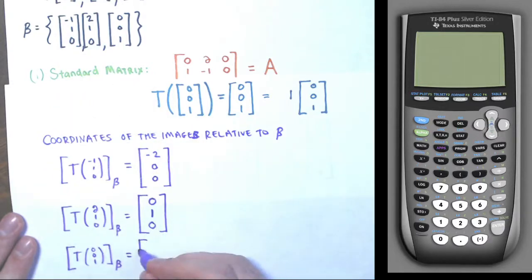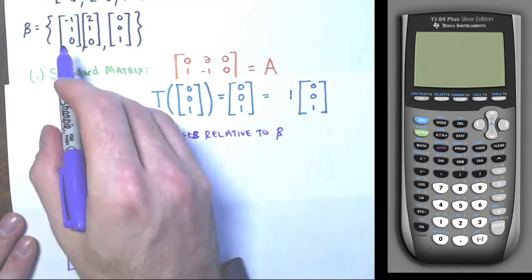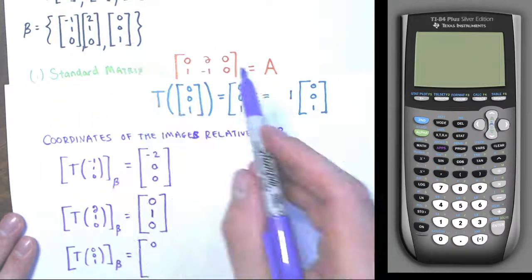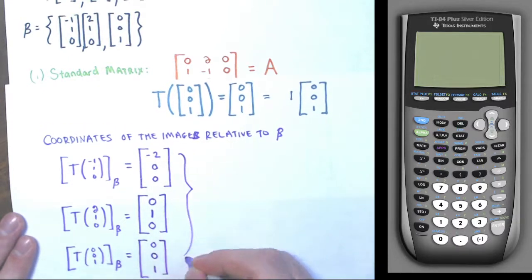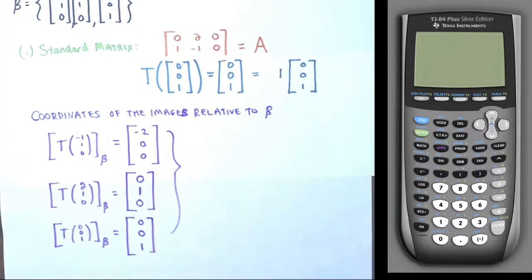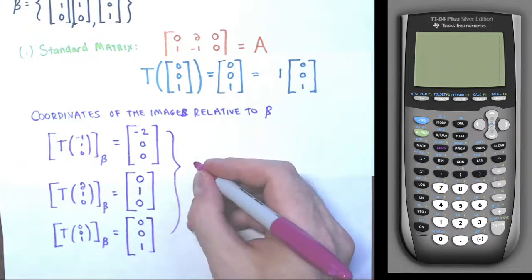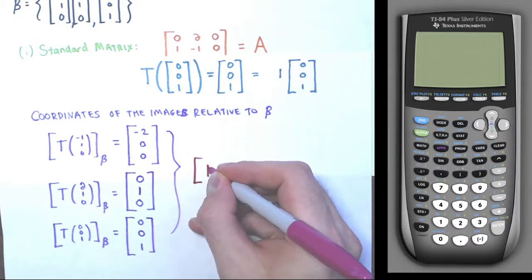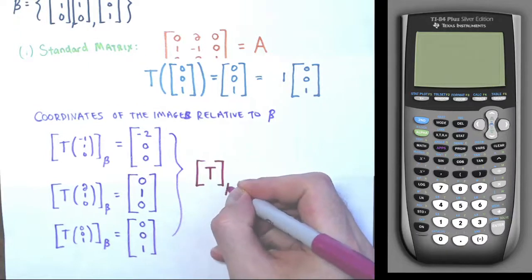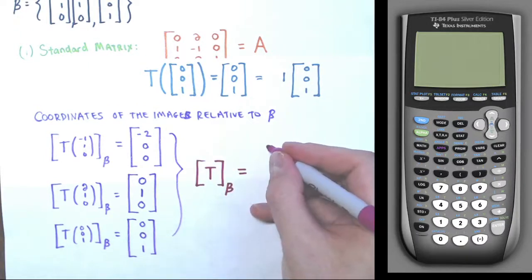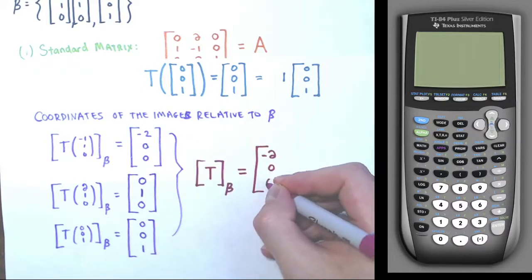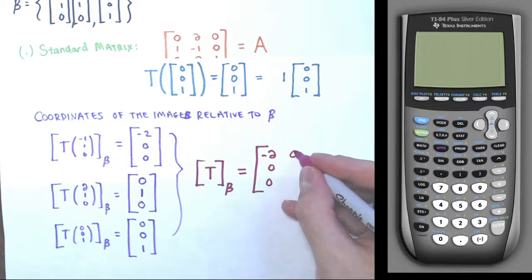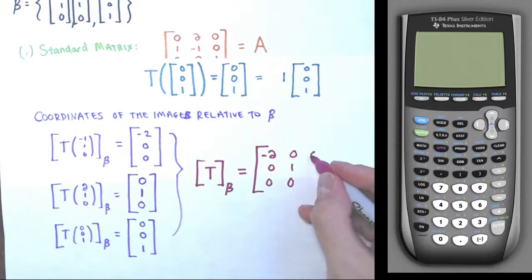So the coordinates are 0 of the first, 0 of the second, and 1 of the third. So 0, 0, 1. And then putting these all together as our columns, I'm getting this. The matrix representation of T with respect to basis B is the matrix with the first column, negative 2, 0, 0. Second column, 0, 1, 0. Third column, 0, 0, 1.